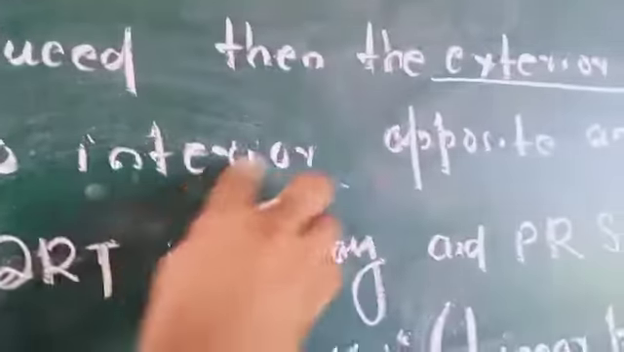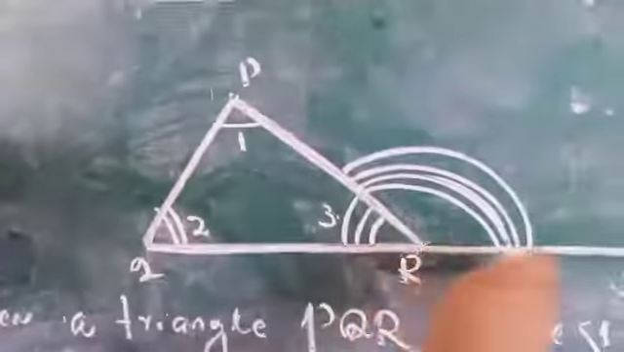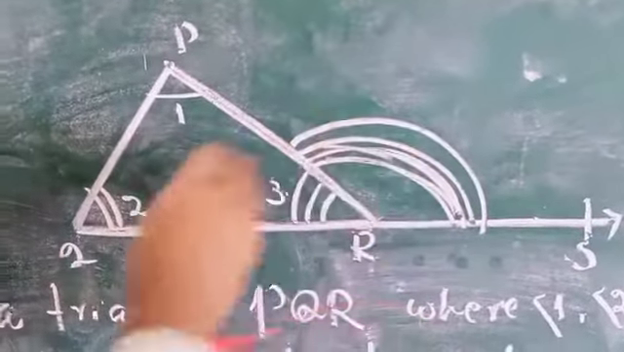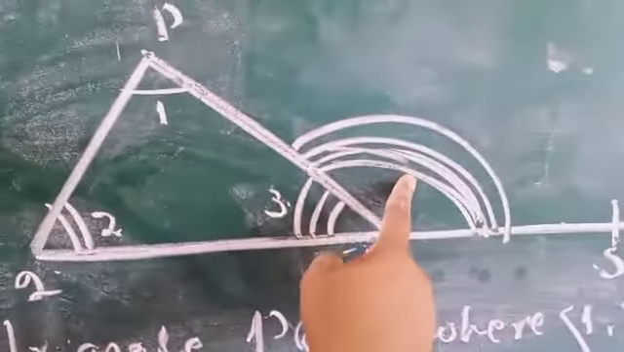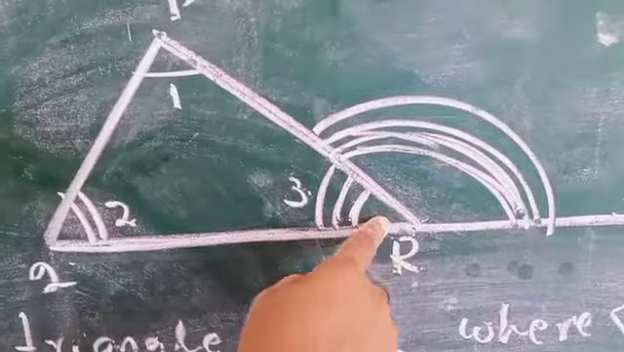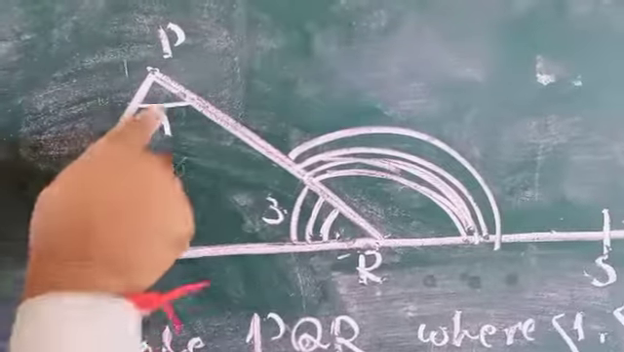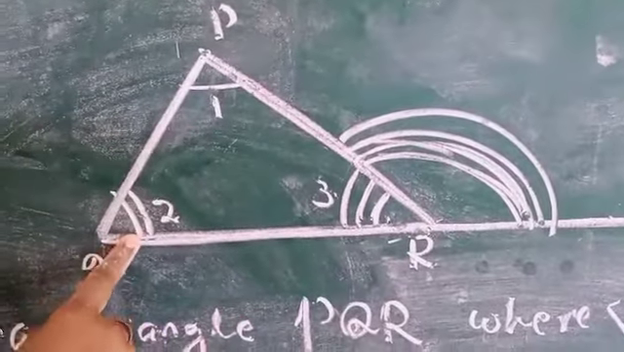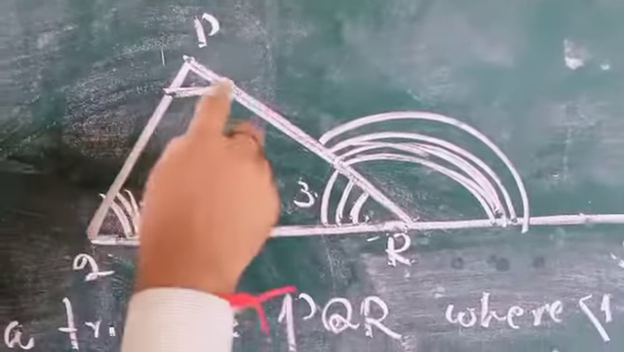So the exterior angle formed is equal to the sum of the two interior opposite angles. That means PRS is the exterior angle if the side QR is produced to S. The interior angle is R, and the two interior opposite angles are 1 and 2. So you have to show angle PRS is equal to angle P plus angle Q, or 1 plus 2.